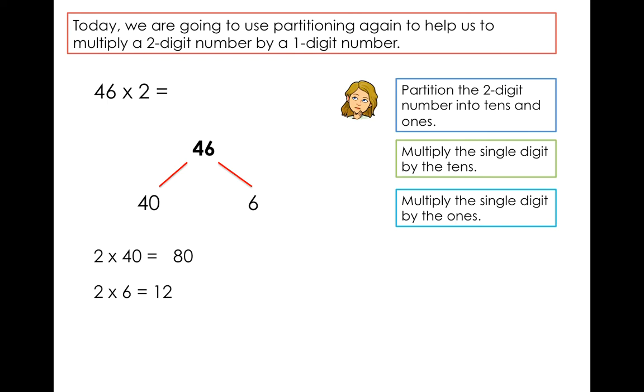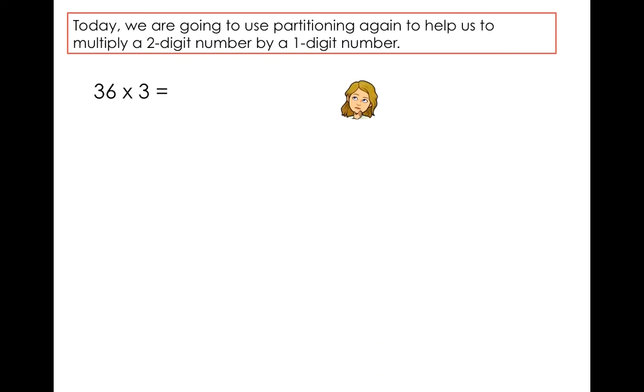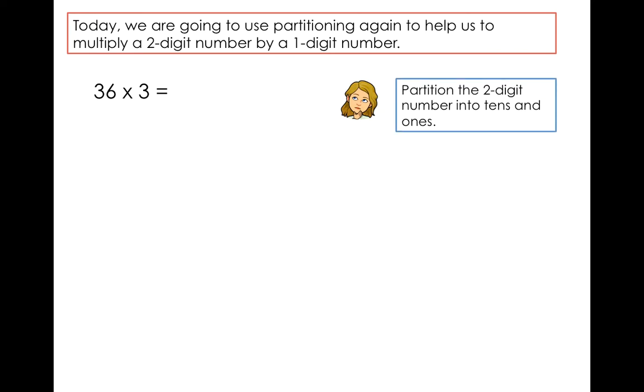What's the final step? Can anyone remember? That's right, we add the two answers together. So 80 add 12 gives us 92, doesn't it? Fantastic. Okay, now then, 36 times 3. So you're going to partition the number 36 into tens and ones. So we've got 30 and we've got 6.